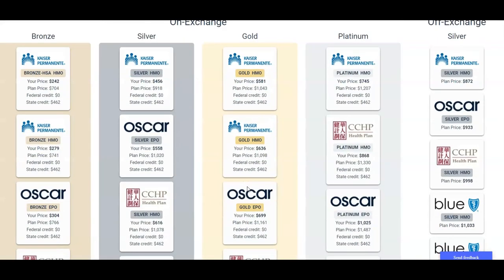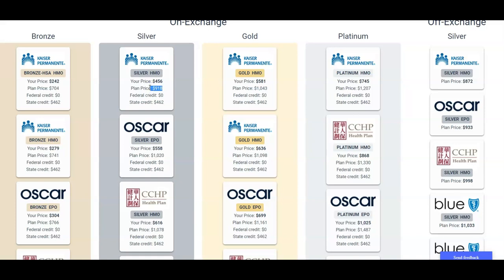So in this case, remember I was talking about the benchmark and all those terms, and I mentioned the silver plan. This couple would have a maximum contribution of $456 a month, and their benchmark plan would be $918. So that's exactly what I was talking about earlier.